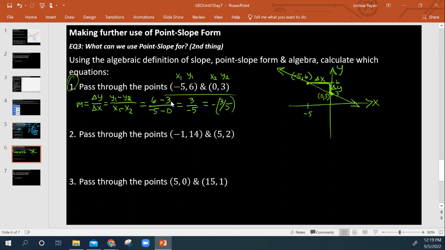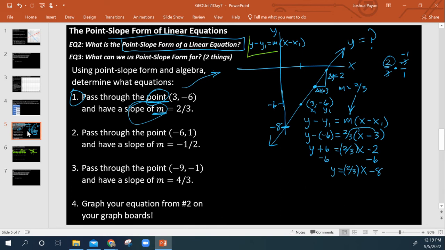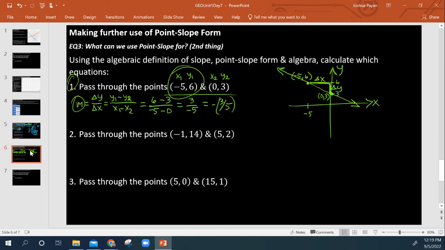And now that we have a slope, right? We have a slope, we have a point. I'm just going to use x1, y1, the first point. We can now use point slope again, right? So I'm just going to plug in where everything goes. So again, that's simply y minus y1 equals m times x minus x1. And there we see a double negative again. I'm going to go ahead and fix that. So y minus 6 equals negative 3/5 times x plus 5.